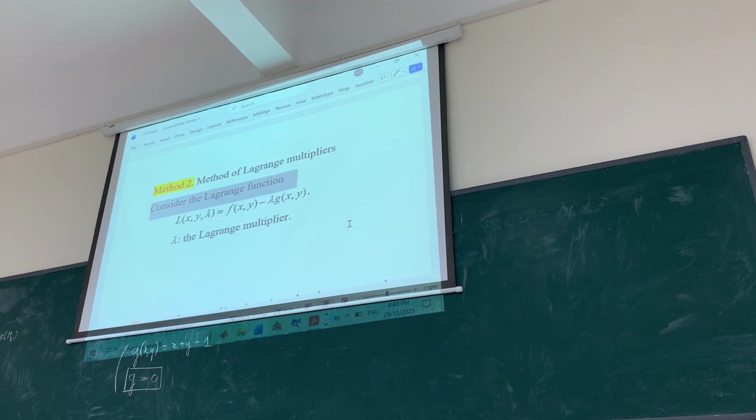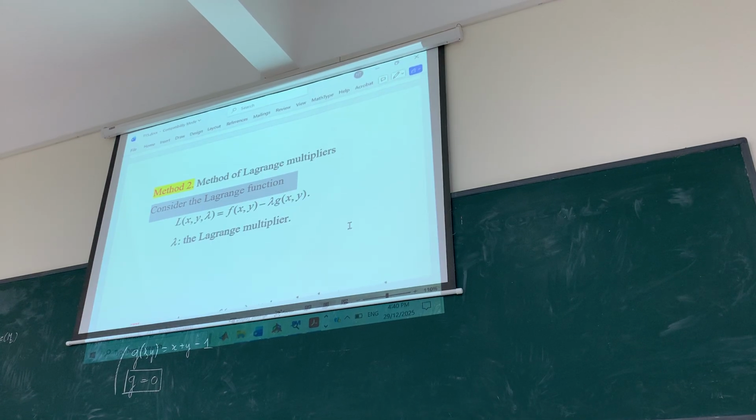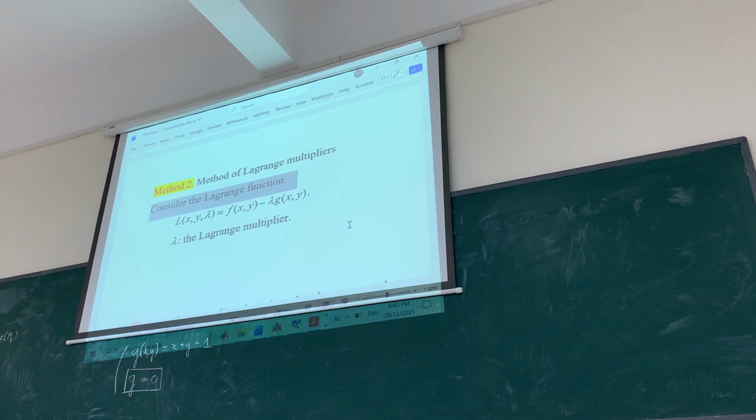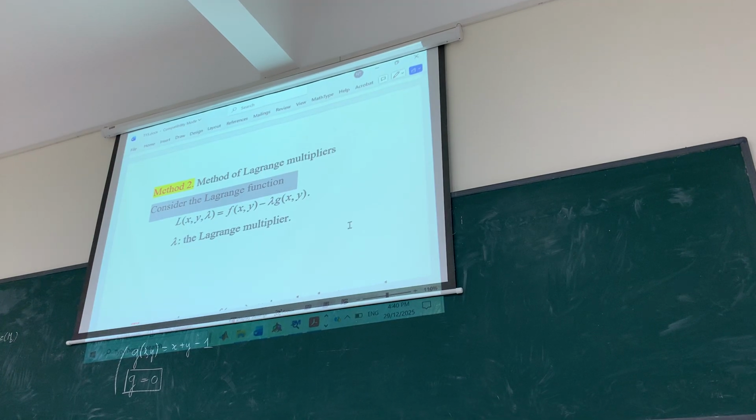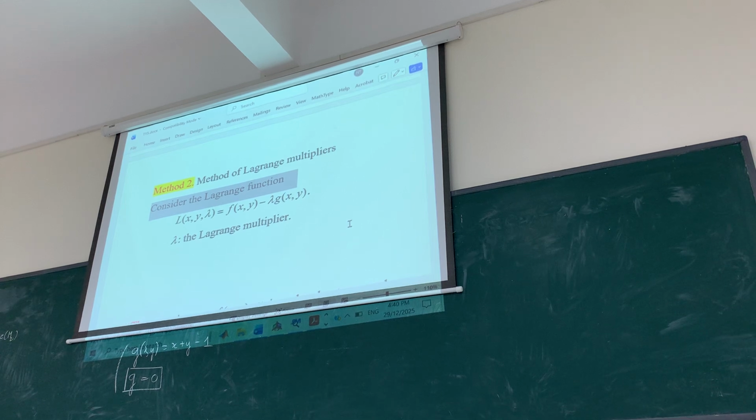Why do we use the Lagrange function to find constrained extrema? Why do we need the Lagrange function? According to the following property, I think you know.